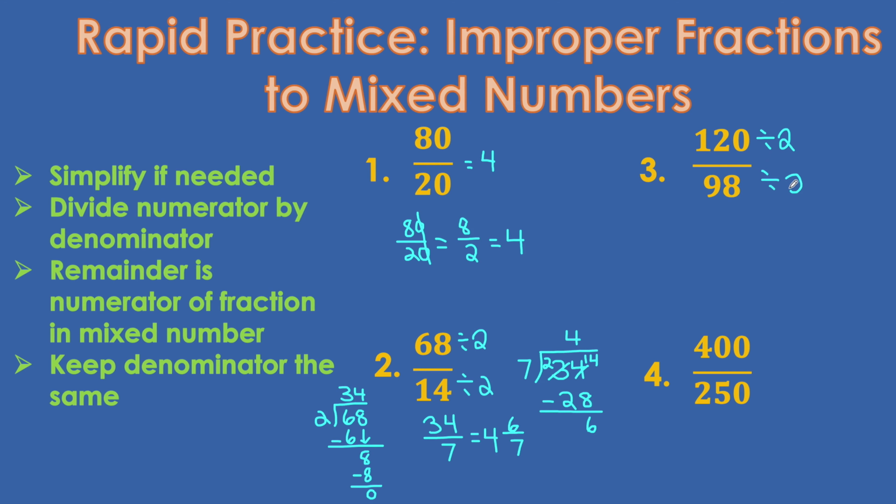So you divide top and bottom by 2. 120 divided by 2 is 60. 98 divided by 2 is 49.